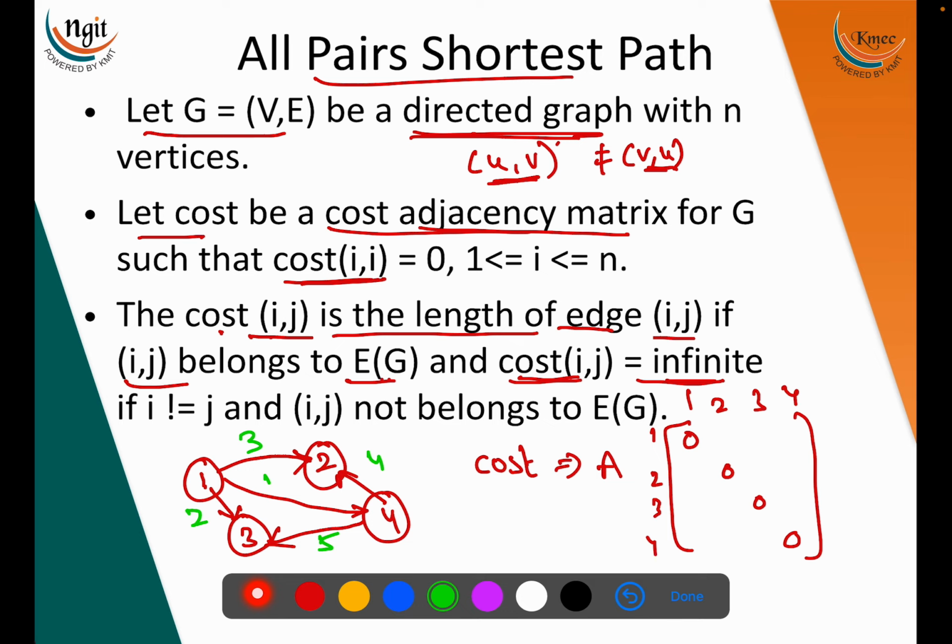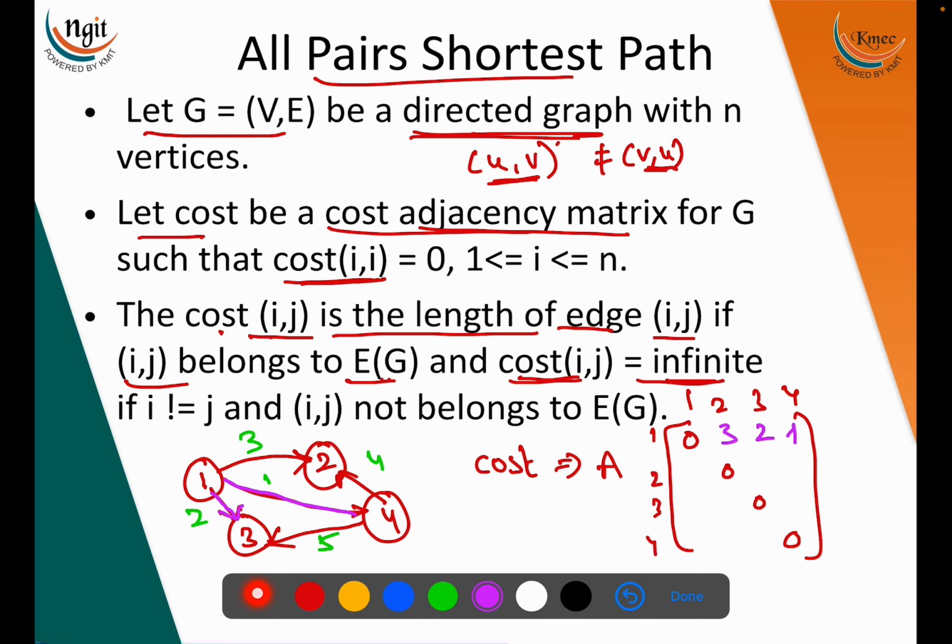Now, the cost from 1 to 2 is what? 1 to 2 cost is 3, right? Now look at the direction and copy the value over here. Now 1 to 3 is what? 1 to 3 also we have an edge, which is 2. 1 to 4 also we have an edge, which is 1.